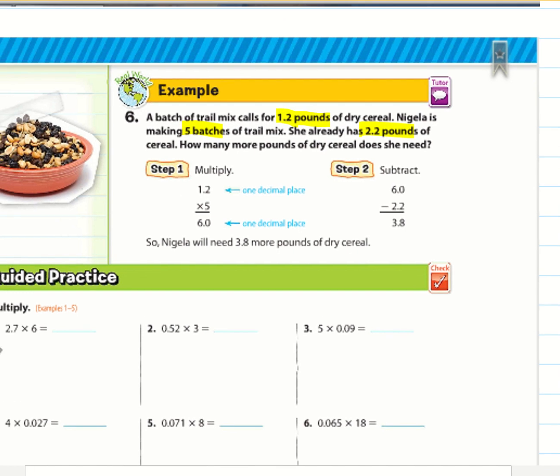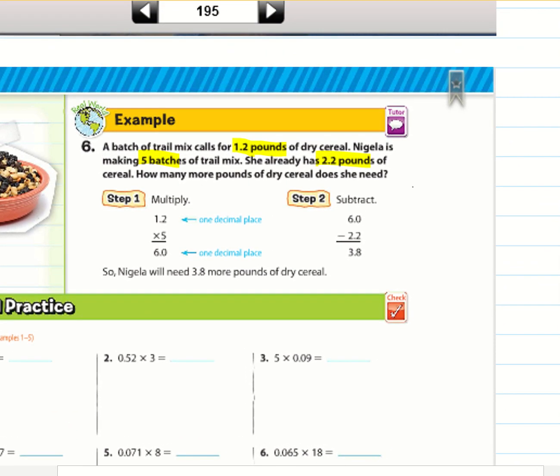So the first thing we need to do is find out how many pounds of cereal she needs in total. In order to do that, we're going to multiply 1 2/10 times 5, because 1 2/10 is 1 batch, and we need 5 batches. So we have 5 times 2 equals 10. 5 times 1 equals 5, plus 1 equals 6. And since there's 1 decimal here, we move that to get a decimal there. So we need 6 pounds.